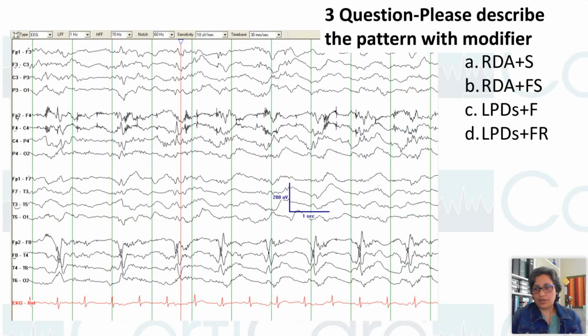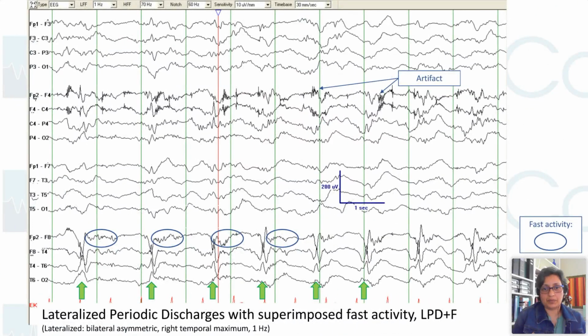All right, so we have quite a split here. When you look at this pattern, what pops up? Is it the rhythmic activity or is it those periodic discharges? Now let's see how ACNS describes this pattern. If you said that this is lateralized periodic discharges with superimposed fast activity, you are correct.